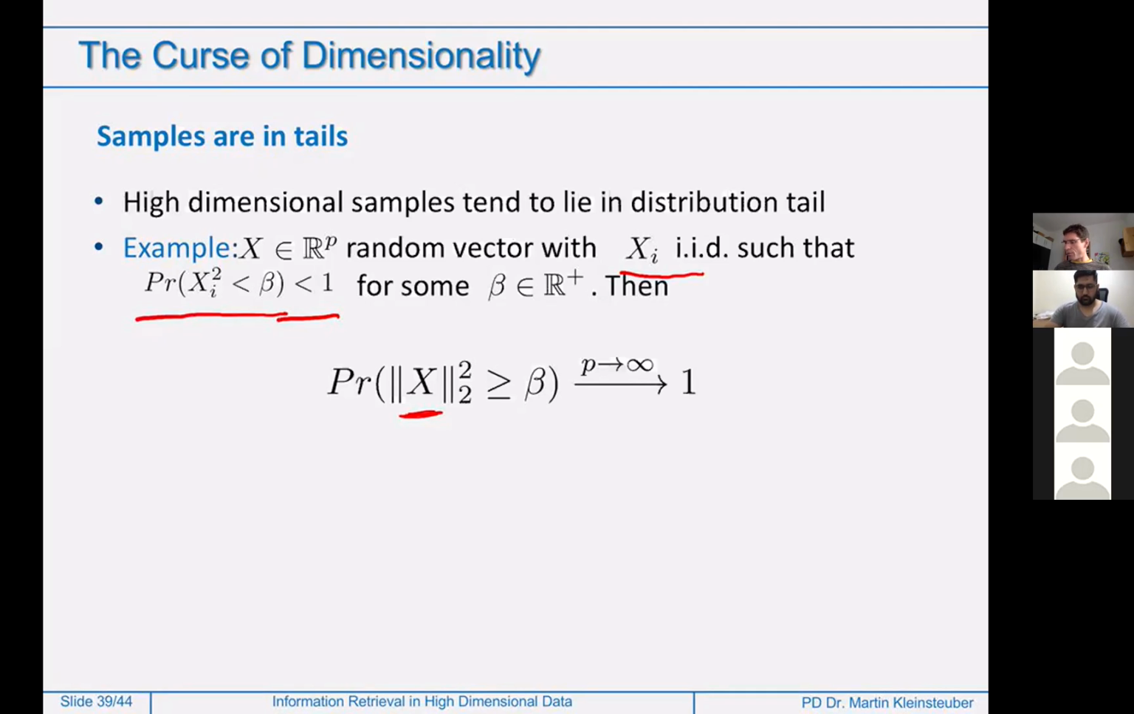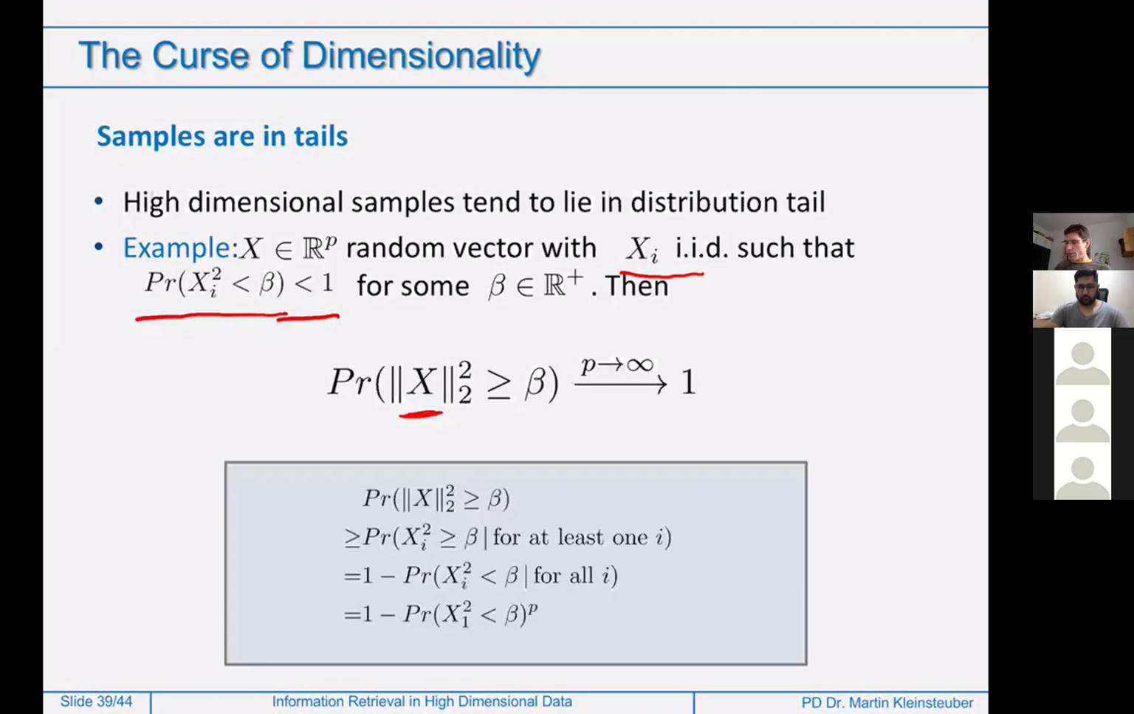Yeah, and the proof is rather simple. So we have this probability that the squared norm of this vector xi exceeds this beta. That happens, of course, if already one of these xi squared exceeds the beta for at least one i. Now going to the counter event, 1 minus the probability that xi squared is smaller than beta for all i.